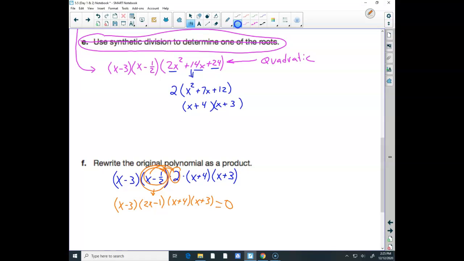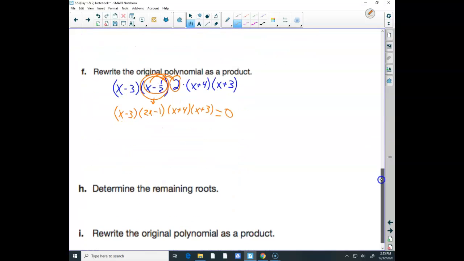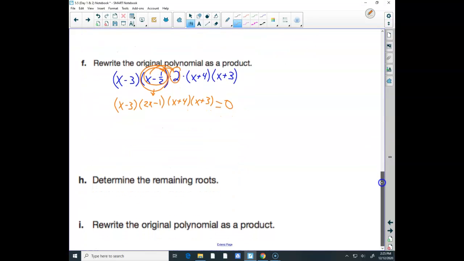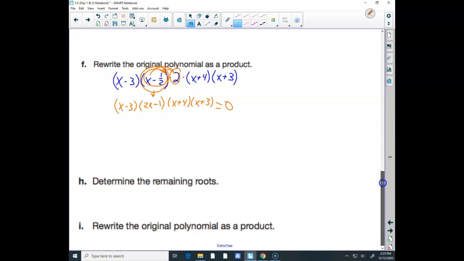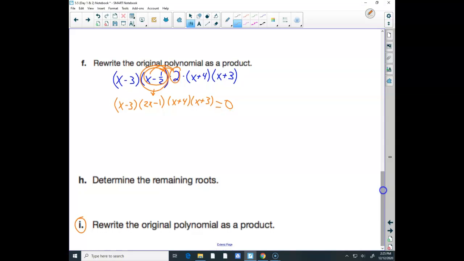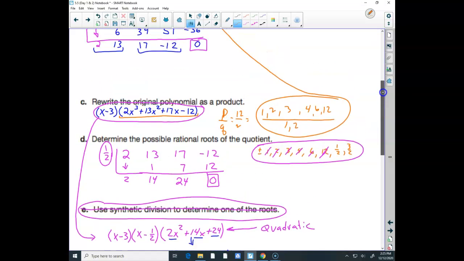And if I say it equals 0, now if I want to determine all the roots, okay, I've just done that right here. And do they want us to identify? If they wanted us to identify, did they want us to write and solve?